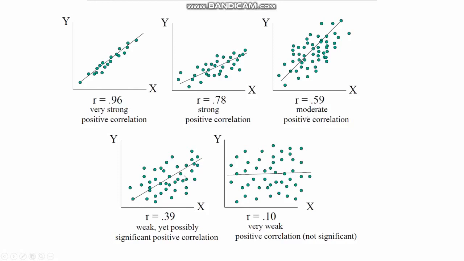And here, points are even further from the best fit line. So the correlation between x and y is kind of weak. And here the slope is a little positive, so that's why you got a positive correlation, but the points are too far from the best fit line. So probably there is no correlation between x and y.